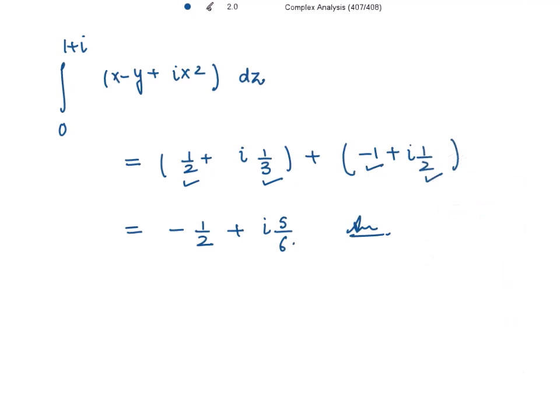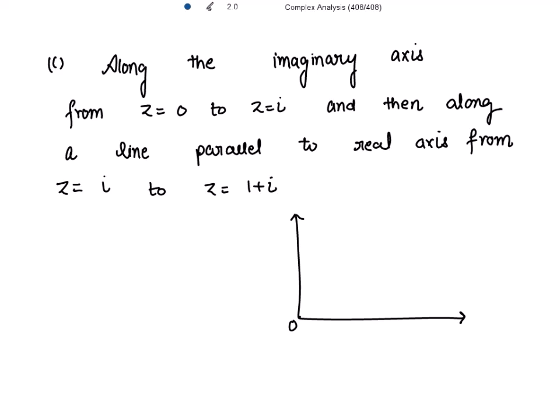And similarly we have to solve the third part also. That is, we have to evaluate the integral along the imaginary axis from z equal to 0 to z equal to iota. Z equal to 0 means the point 0, 0, to z equal to iota, because it is along the imaginary axis. So here the real part is 0, so this is the point 0, 1.